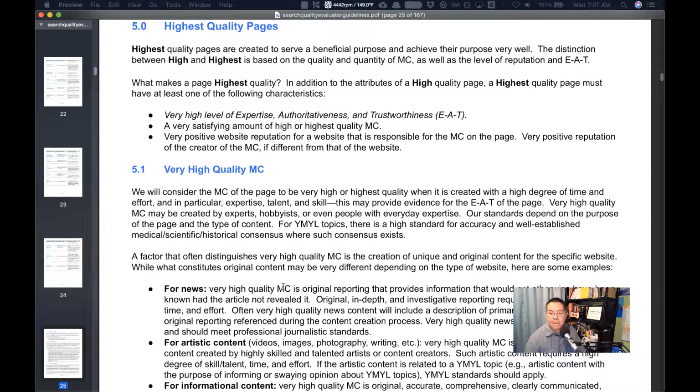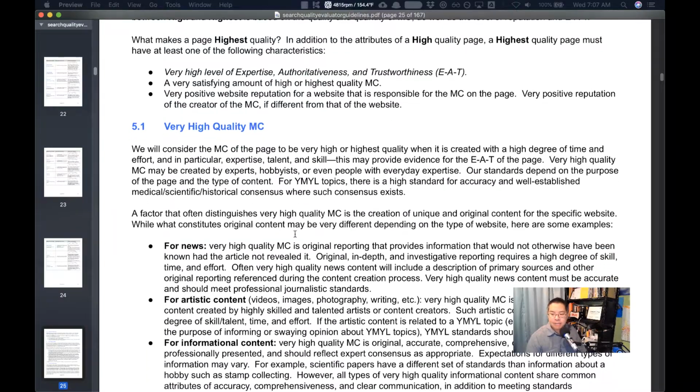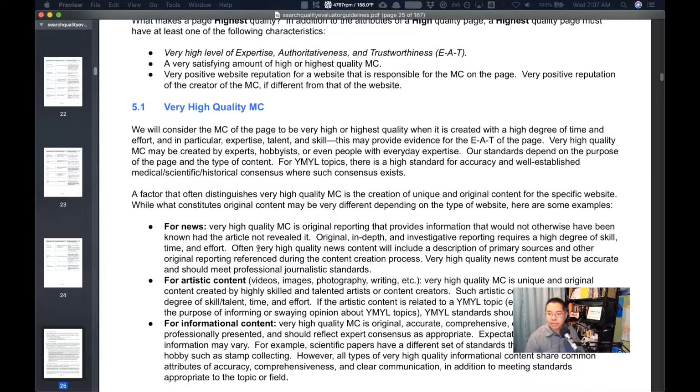Very high quality MC, main content, there's a high standard for accuracy and well-established consensus where such consensus exists. It's the creation of unique and original content for the specific website. What constitutes that content may be different. For news, original reporting that provides information that would not have otherwise been known had the article not revealed it.